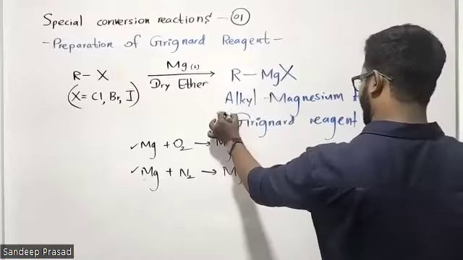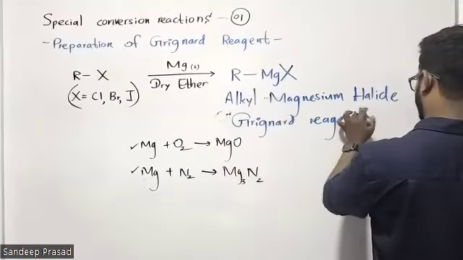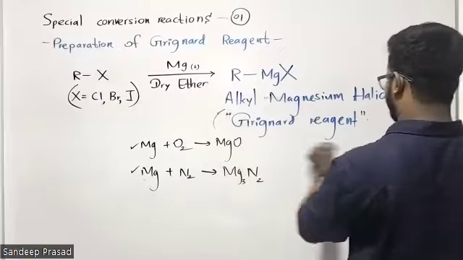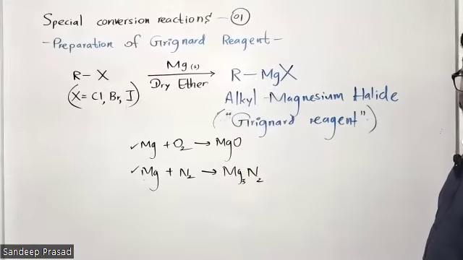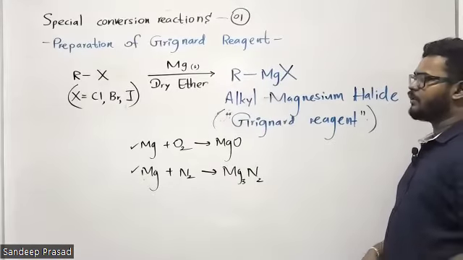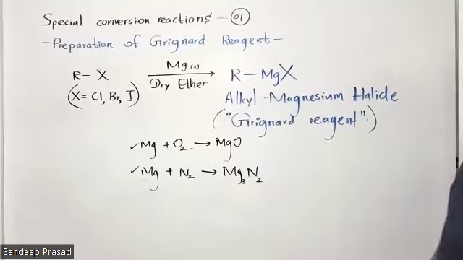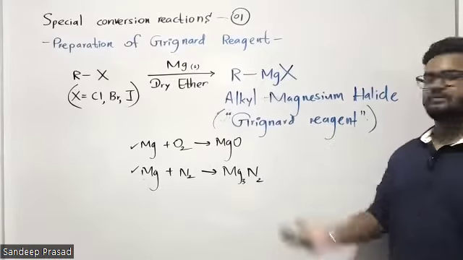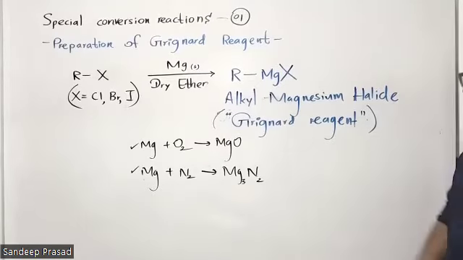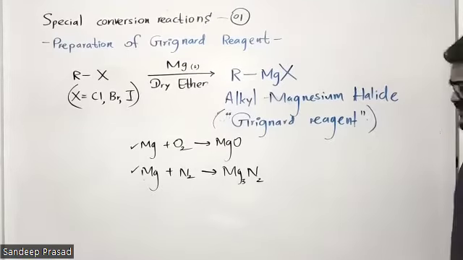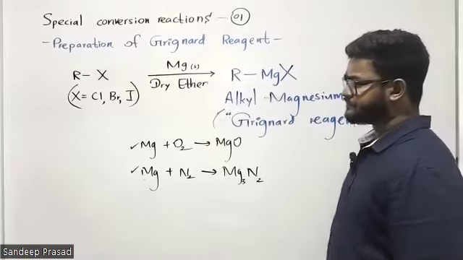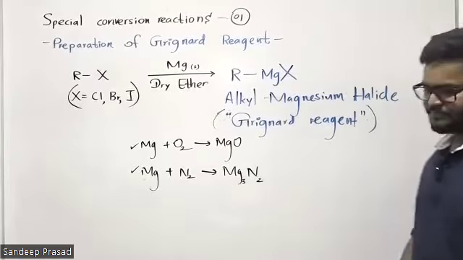This Grignard reagent is very important in order to derive many organic compounds, right? Very, very important. Some of the reactions do not exist without this alkyl magnesium halide. Sorry, Grignard reagent. That is very, very important.